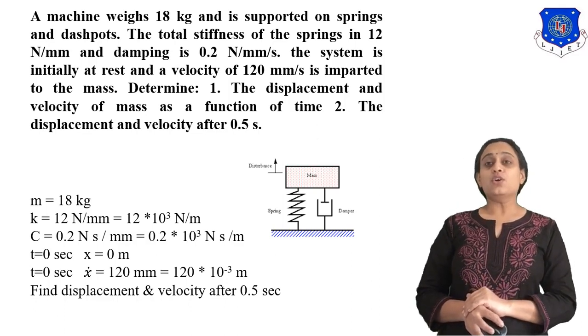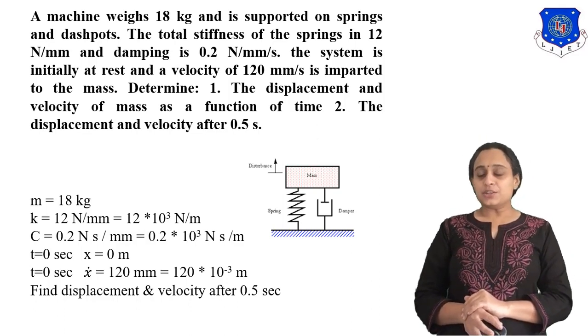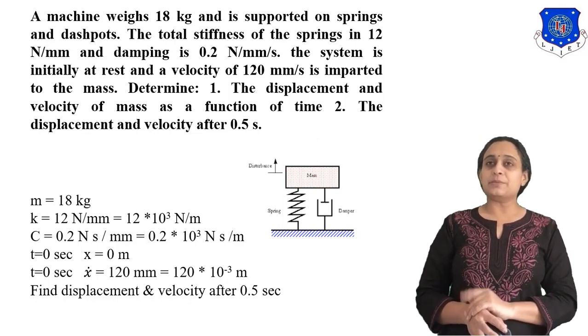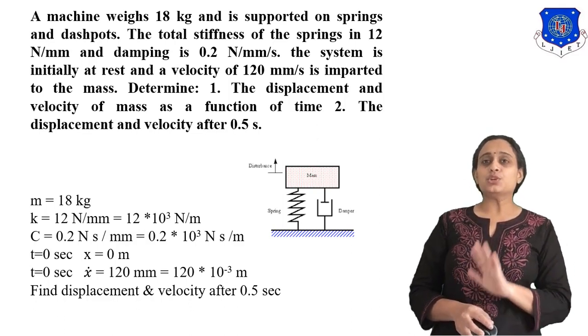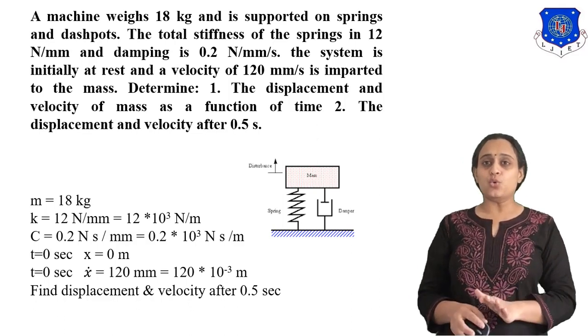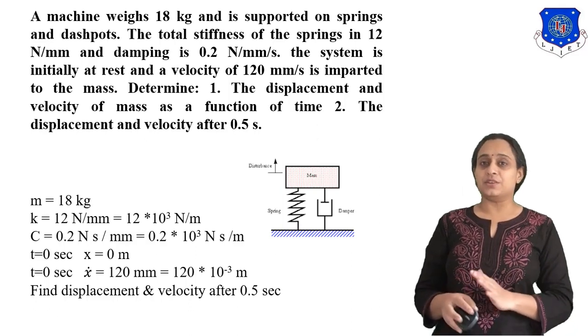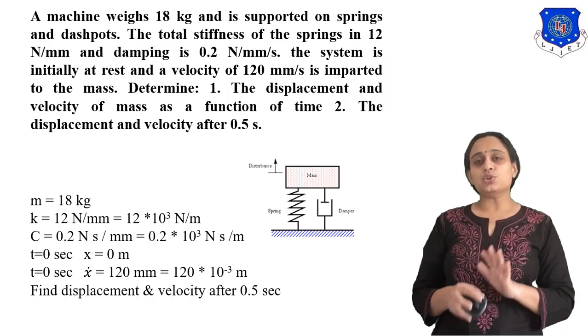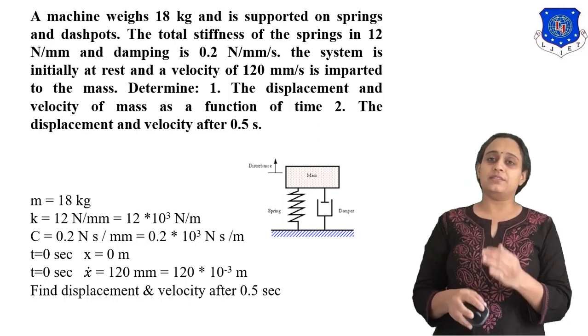Now let us check the stiffness as well as the damping coefficient value. The total stiffness of the system is 12 Newton per mm. It means K is equal to 12 Newton per mm is given. As we know, we have to convert each and every value into meters. So K is equal to 12 into 10 cube Newton per meter. We have to write this.